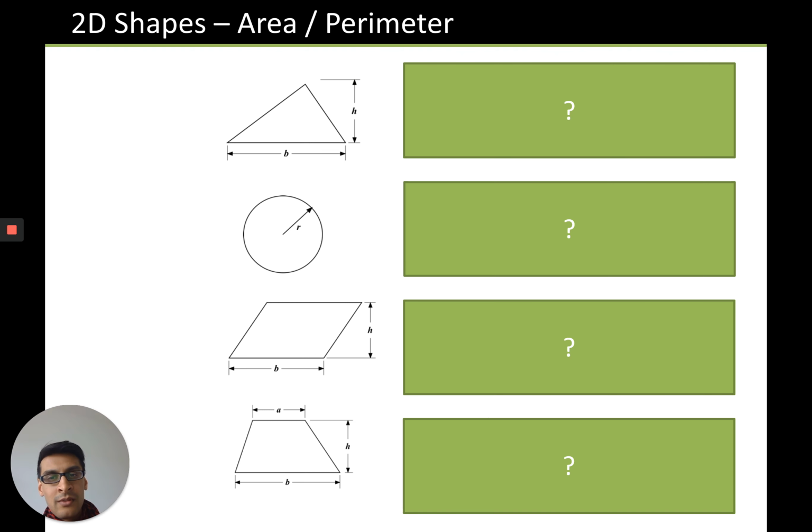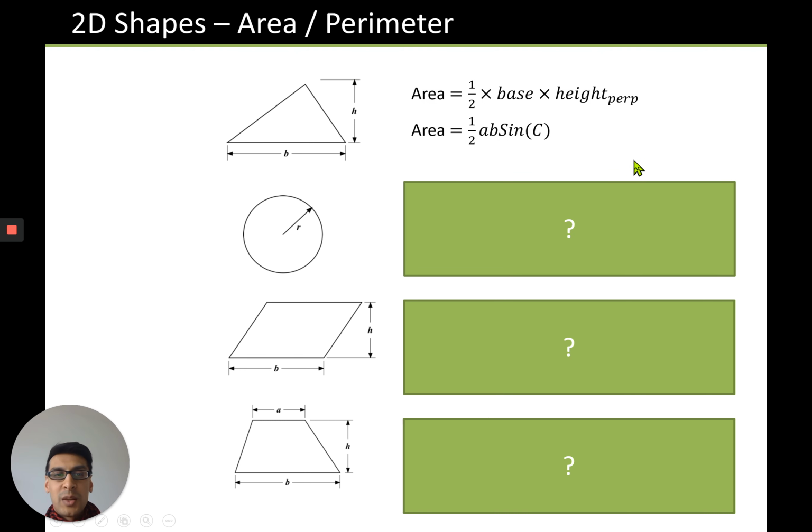Sir, it's pi r squared. No, it's not pi r squared. It is a triangle, remember? So let me just correct you there. It is half times base times height. Now, the second formula is the one that people always forget. That is half ab sine C. That's coming up later on in the slides, so you need to make sure that you remember that.